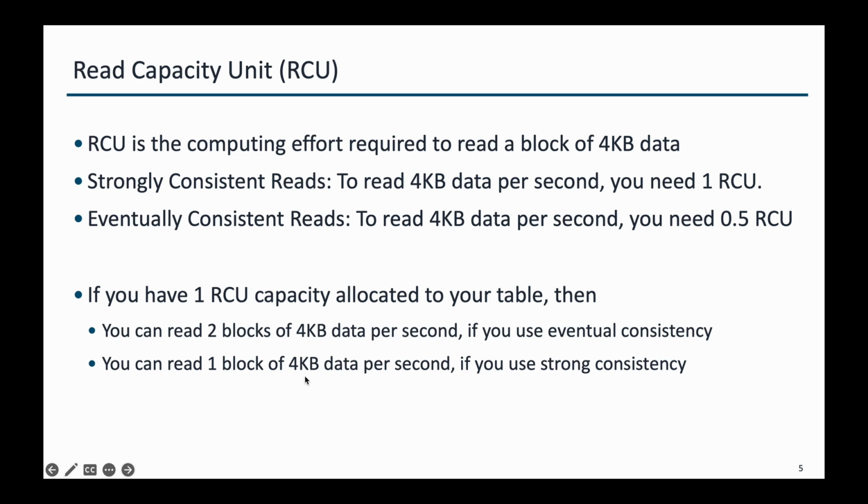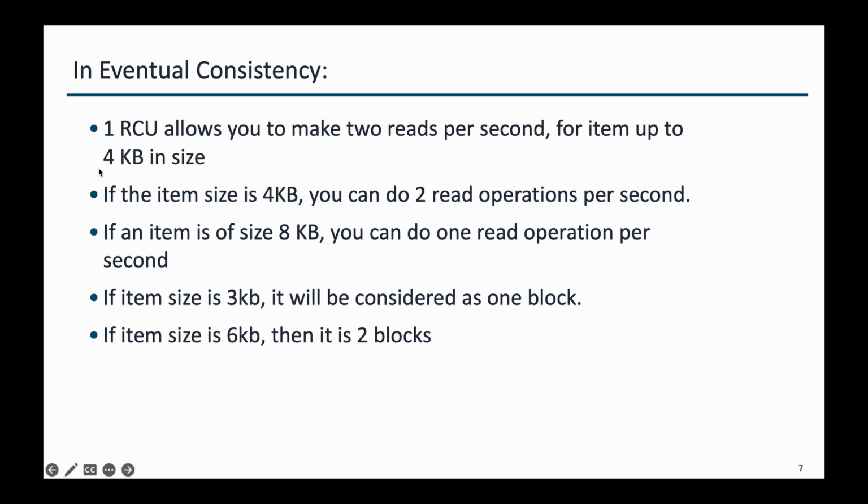Okay, let's move on. Again, to give more clarity, in case of eventual consistency, 1 RCU allows you to make 2 reads per second for items up to 4 KB in size. It's a kind of repetition in different words of what we discussed in the previous slide. And all these points are for eventual consistency. If the item size is 4 KB, you can do 2 read operations per second, of course, because you need only 0.5 RCU to read a 4 KB block. And if an item is of size 8 KB, you can do 1 read operation per second. And all these points assume that your capacity allocated is 1 RCU.